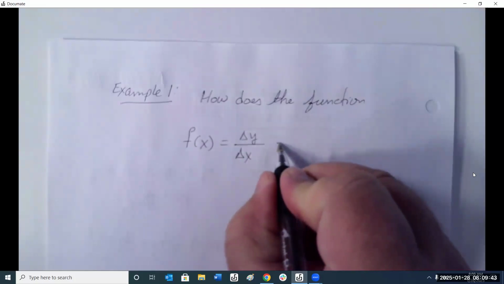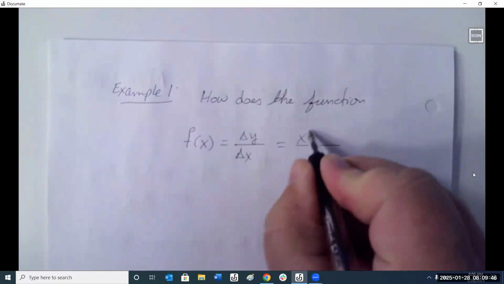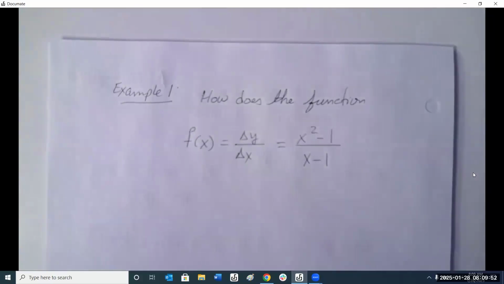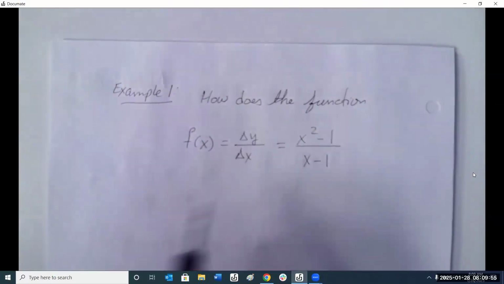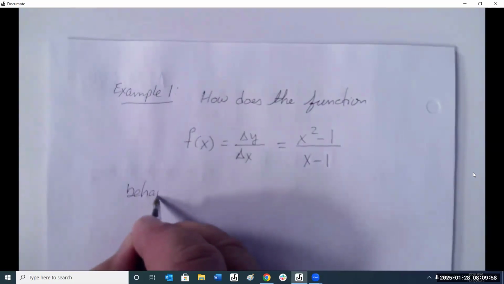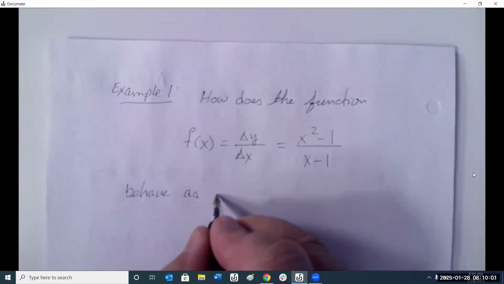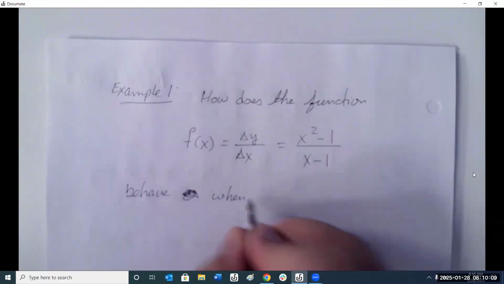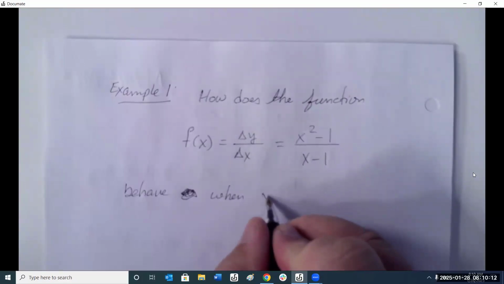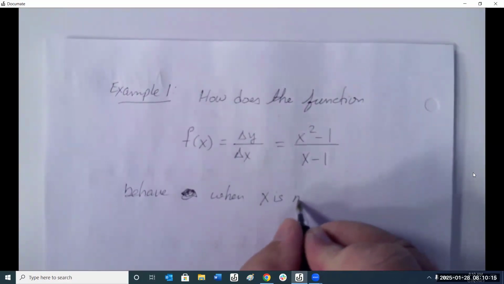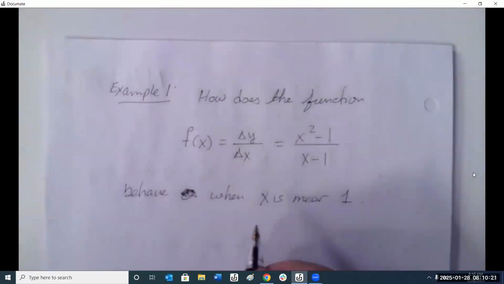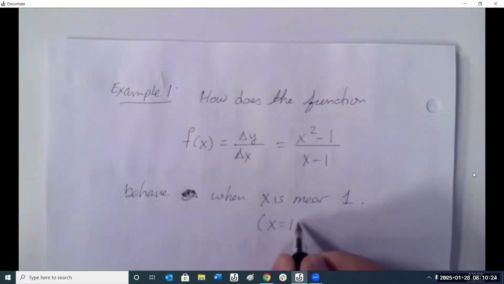In our example, f of x equals x squared minus 1 over x minus 1. So how does this function behave, well, how does the function behave when x is near 1? So we're saying that when x equals 1, how does it behave?